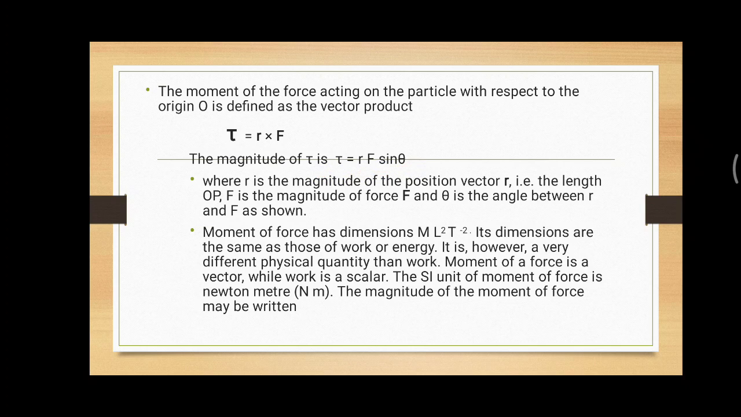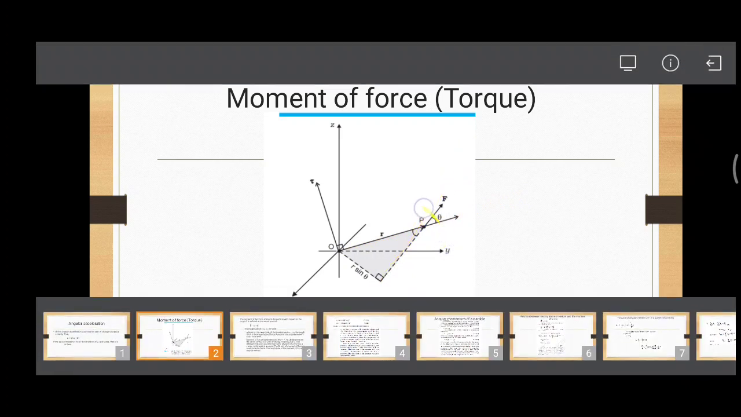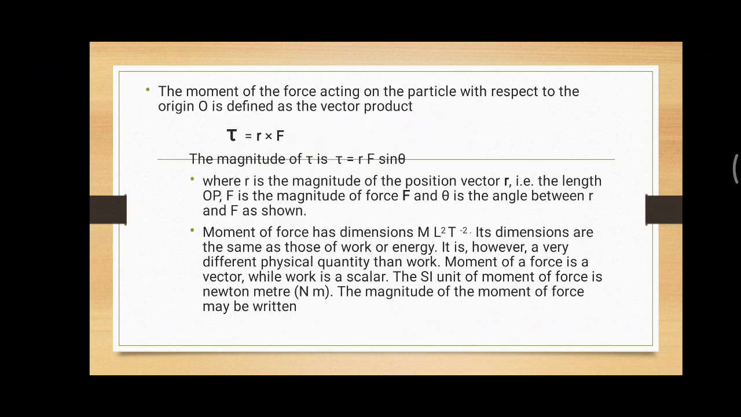Where r and F are the magnitudes of vector r and vector F respectively, and theta is the angle between r and F. Theta is the angle between the position vector r and the force F.